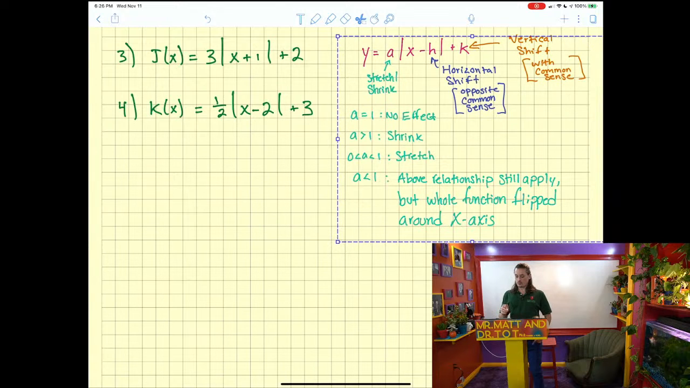So number 4, k of x is equal to 1/2 times the absolute value of x minus 2, quantity plus 3. First start with the parent function, y is equal to the absolute value of x, and then think about where the new vertex is. Once you have the vertex, pick 2 points on either side of it to test in the actual equation, find the output at each input, and that will allow you to connect the two lines together to create the sketch of the graph.